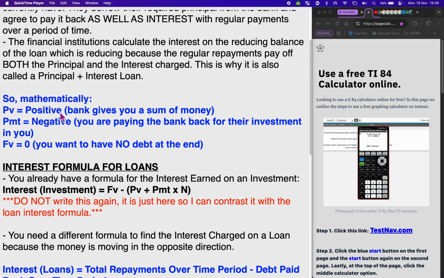PV is going to be positive. Why? Because the bank is giving you a ton of money at the start of the loan. In an investment, it's negative because you're putting money in the bank. But here, when you're borrowing money from the bank, they're giving you a giant chunk of money, so it's going to be positive. PMT is going to be negative, because you're paying the bank back for their investment in you. And at the end of a loan, you don't want to owe the bank anything, so FV is going to be 0. So the first little bit of notes is this. Mathematically, what you need to know for TVM solver is PV is positive, PMT is negative, FV usually 0.